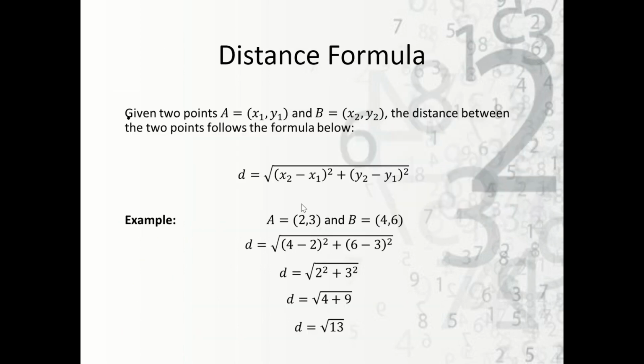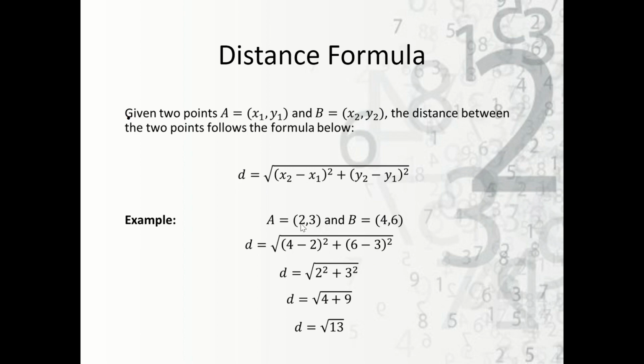Now let's talk about the distance formula. If we're given 2 points such as A and B, and they have an x value and a y value each, the distance between the 2 points follows from the formula below. So we're given this formula: d, which stands for distance, is equal to the square root of the difference of the x's squared plus the difference of the y's squared.